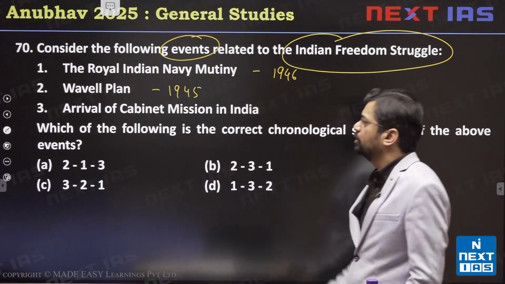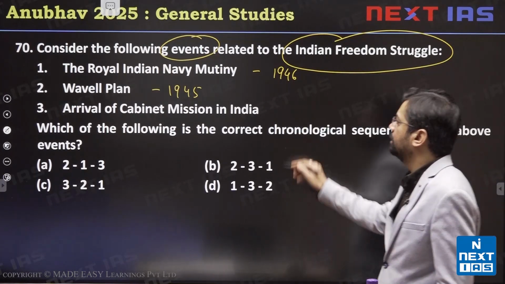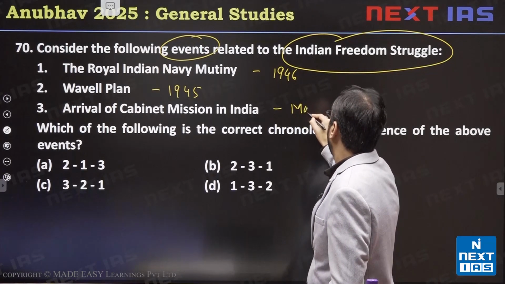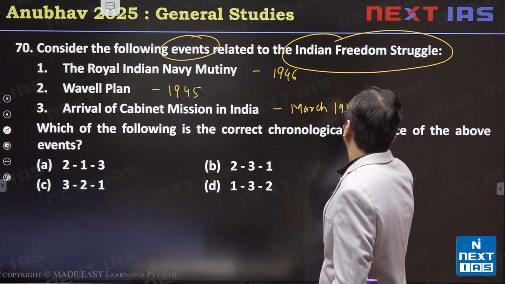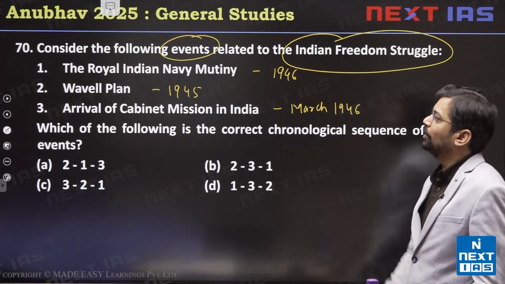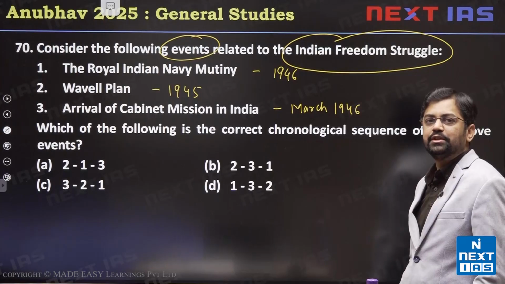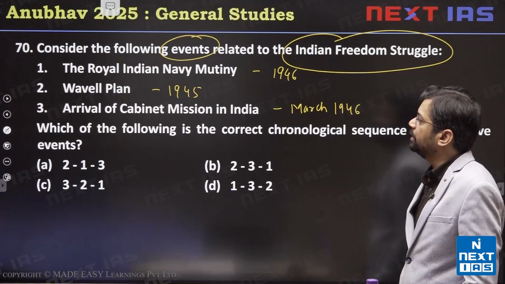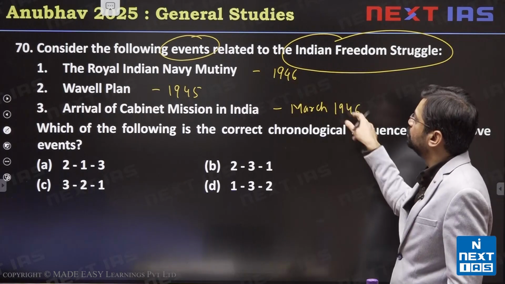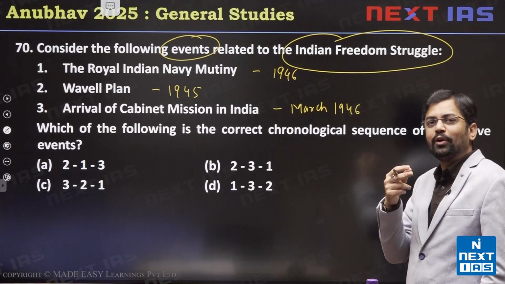So, this is going to be very easy, and as you all know, the arrival of the cabinet mission happened in March 1946. So, now the trick is, if you do not know the date of the Royal Indian Navy mutiny, and if you do not know in which duration the cabinet mission came to India, these two timelines are going to clash. So, sometimes these events also have to be remembered.